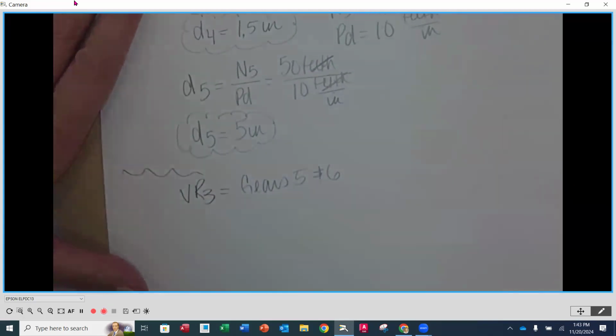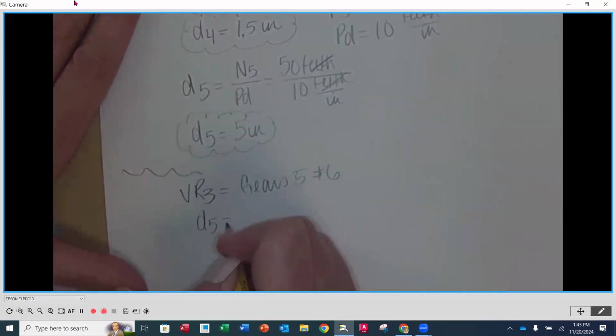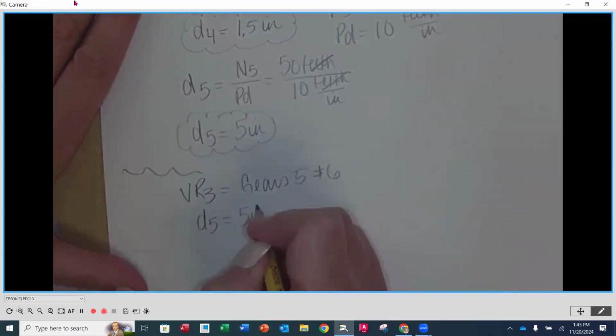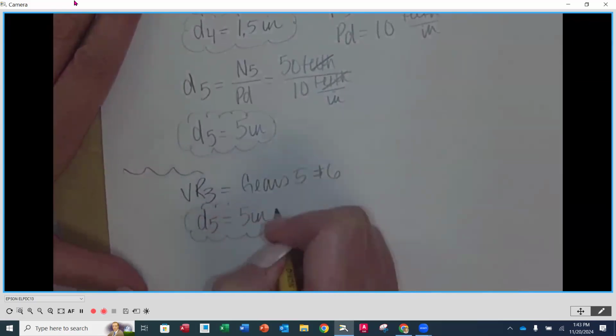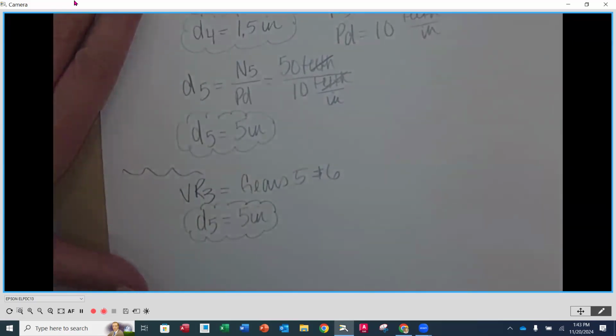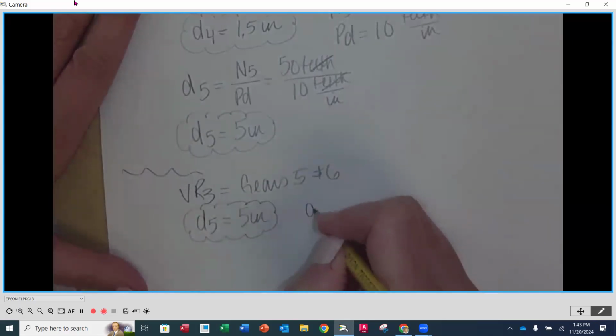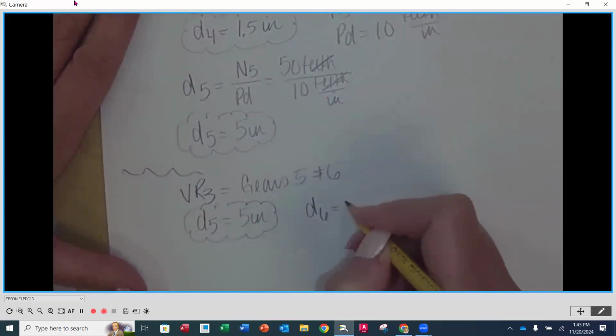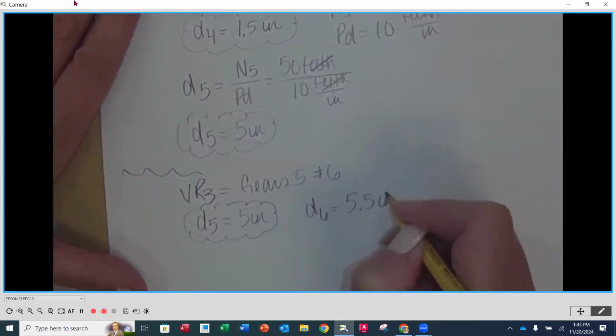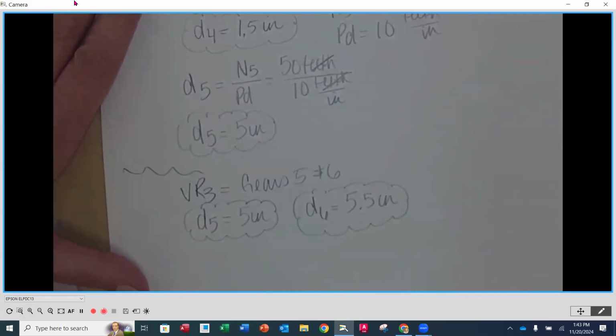So we look at the information that we're given. We already calculated the diameter of 5 is equal to 5 inches. We did that from the step above. And the pitch diameter for number 6 is given to us, and that's going to be 5.5 inches. So this one we don't have to calculate anything for.